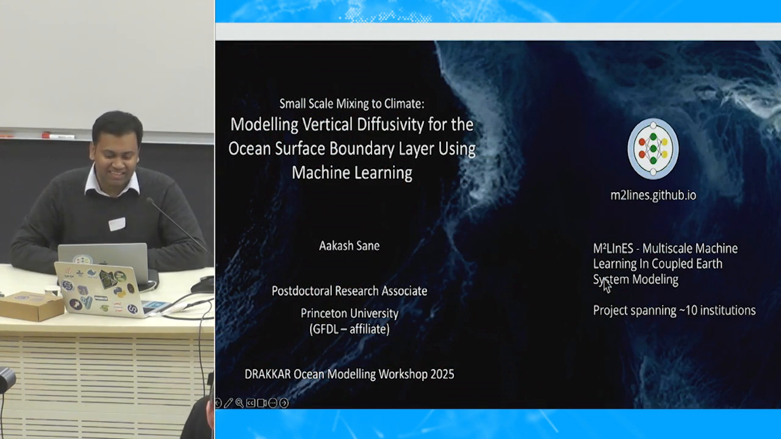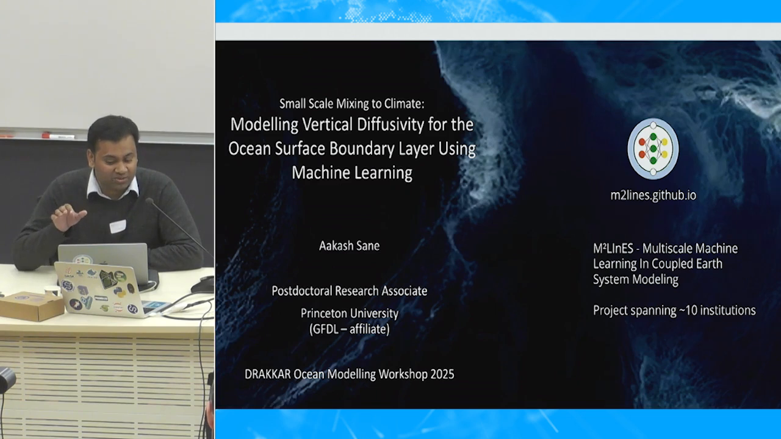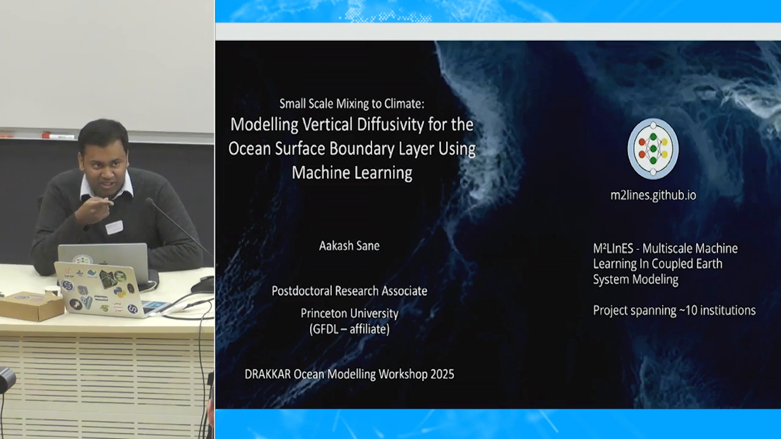Excited to be here. As Julian said, I'm a postdoc at Princeton and GFDL, and I'm part of a project called M Square Lines, where the overall goal is to improve climate models at the air-sea interface using data-driven techniques. And Julian is also one of the PIs, and in this room there are two other members. There is Alexis and there is Marcel. Hope I'm saying the name correctly.